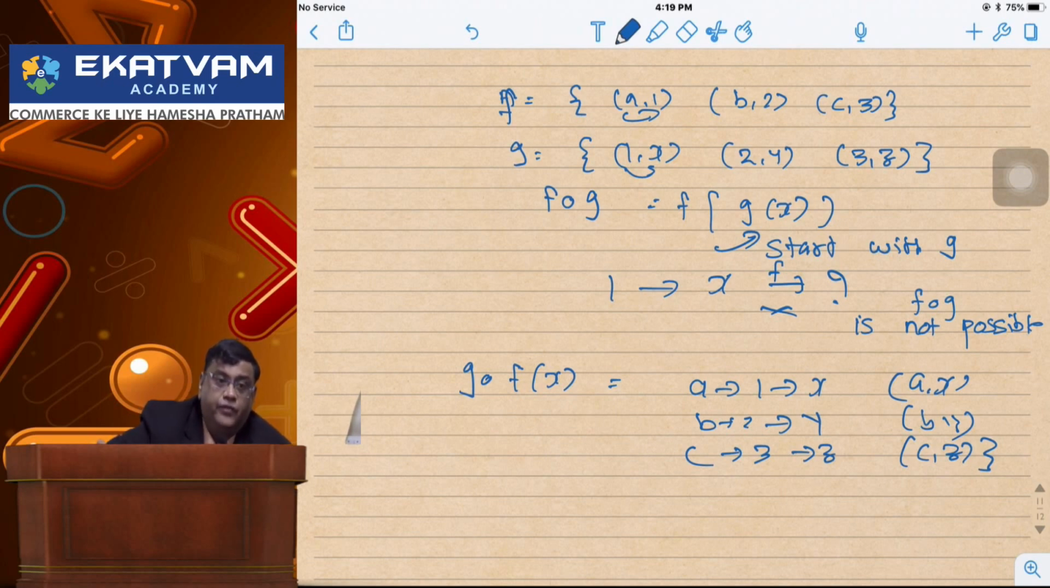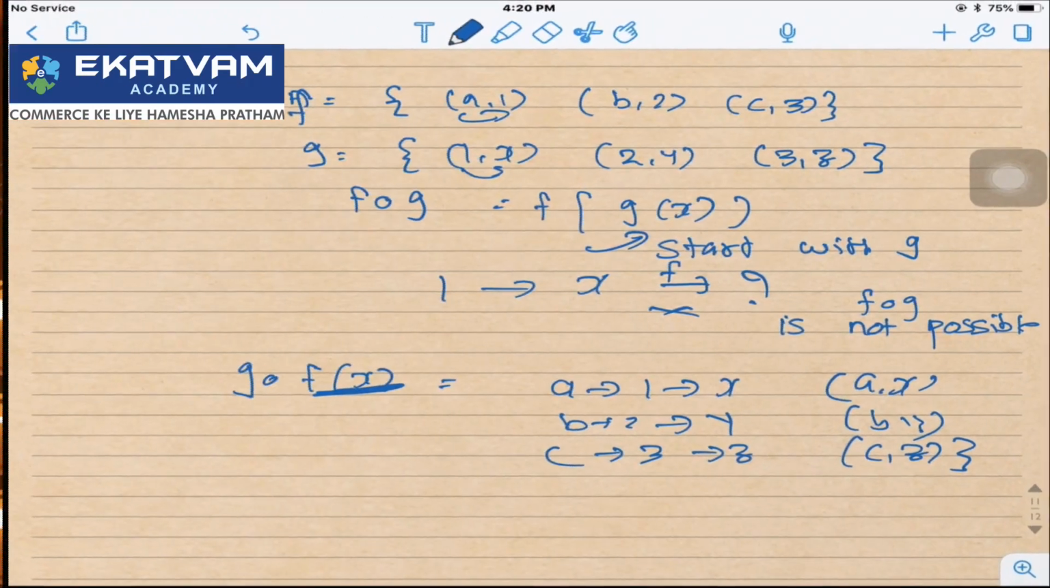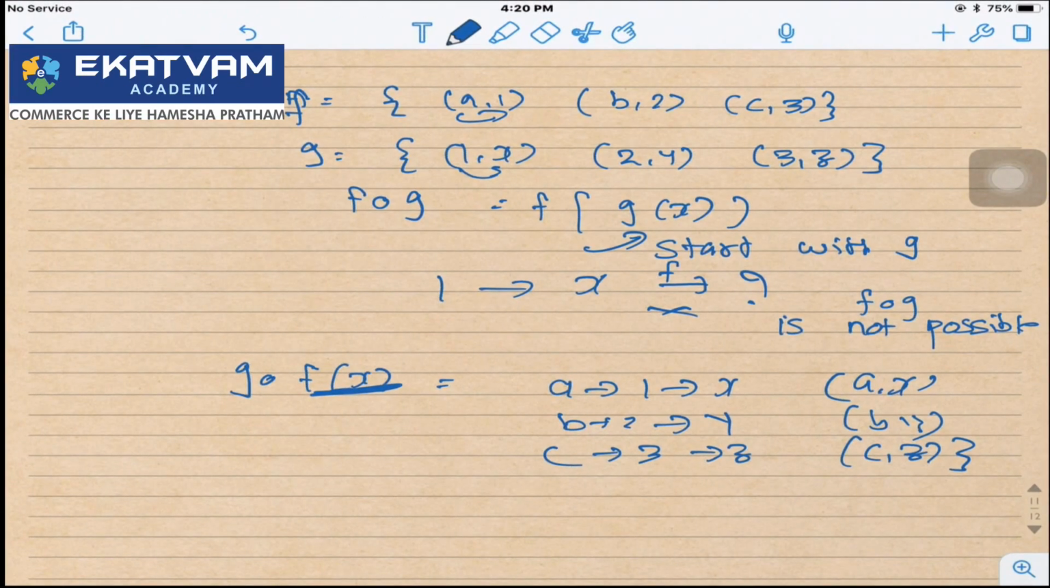ये समझा? तो ये अंदर से शुरू करना पड़ता है ना, तो start with f and then come to g. तो ये possible है, लेकिन earlier it was not possible. Check and confirm. Is that clear? All right. Next.